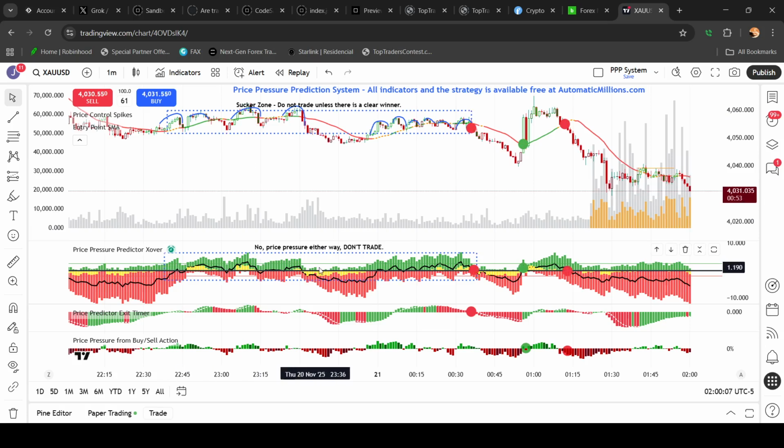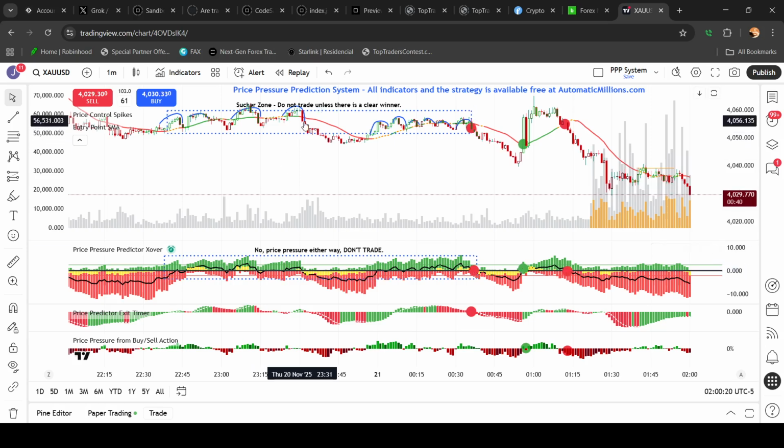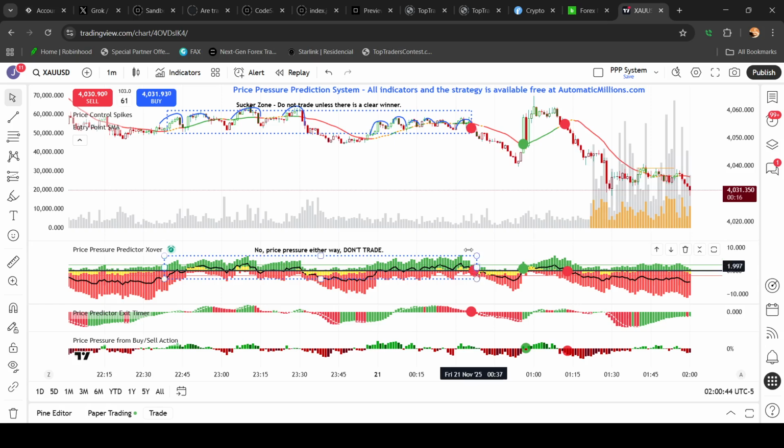Well, what we see underneath is there is very little price pressure. Basically, it's even between buyers and sellers until you get to this point. And then you see at least some movement downward. All right. Then it goes back into the sucker zone, is what we call it. And then you see some real signals here that say, all right, now we're going to have a bearish run for a while. Okay.